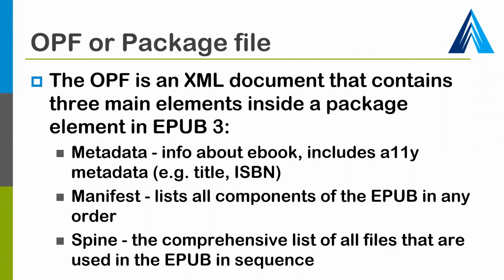The manifest lists all of the components of the EPUB in any order. That means every image, every HTML file, every SVG file, every CSS file, every single piece of the EPUB is listed here. The spine is a comprehensive list of all the files used in the EPUB in sequence. It differs from the manifest in that you would simply list the HTML file that points to the images and not the images themselves. So if chapter 1 contains 42 images, you just list chapter 1 and not all of the images, and the spine is in the sequence that you want your users to access the book.